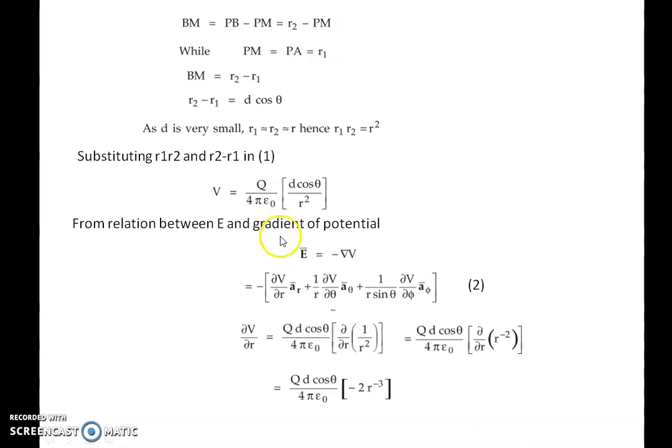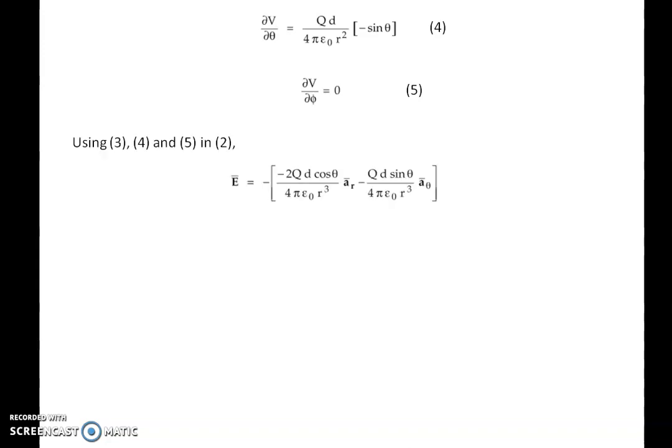Similarly, in the place of V, substitute and differentiate with respect to theta, you will get dou V by dou theta as this equation. Similarly, you will get dou V by dou phi as 0 because the phi component is 0 in this equation. So substituting all the terms, dou V by dou R, dou V by dou theta and dou V by dou phi, in the previous equation, in equation 2, you will get E is equal to minus 2q d cos theta divided by 4 pi epsilon naught r cube into AR cap minus qd sin theta divided by 4 pi epsilon naught r cube A theta cap.